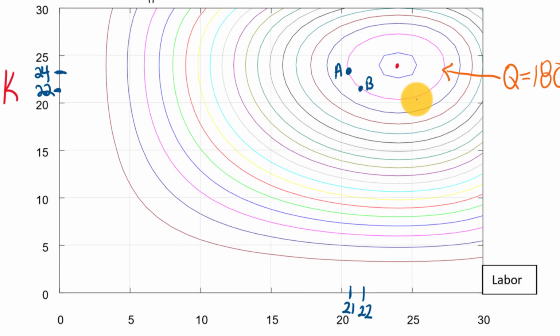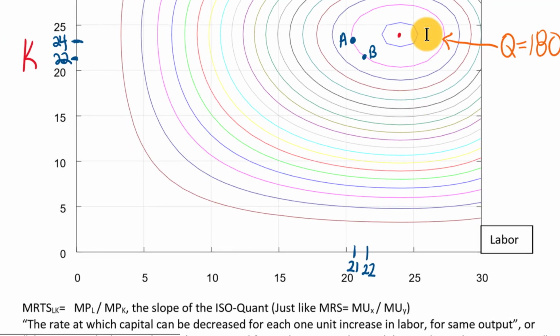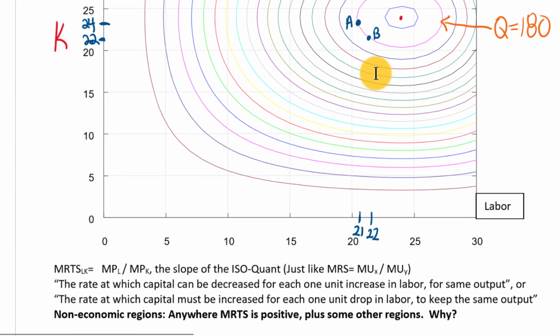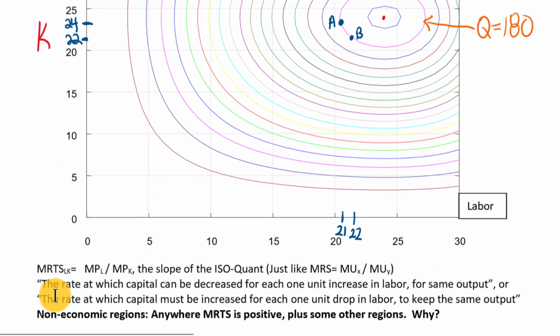Remember, when we're talking about the marginal rate of technical substitution, we can find that by looking at the ratio of the marginal product of labor divided by the marginal product of capital. And we can find those by taking the partial derivative of the production function with respect to labor and capital, respectively. If we're looking at a graph, marginal rate of technical substitution is just the slope between those 2 points, rise over run. And what that rise over run, that marginal rate of technical substitution, is going to tell us is the rate at which capital can be decreased for each 1 unit increase in labor, giving the same output.